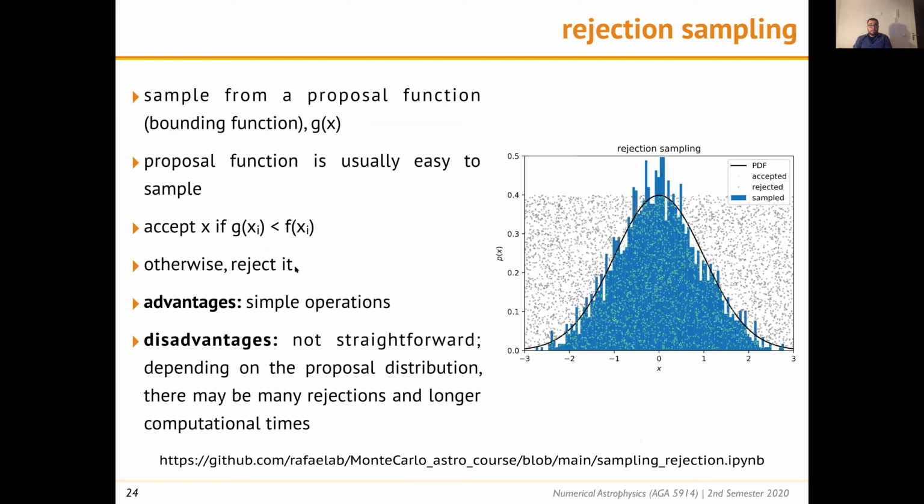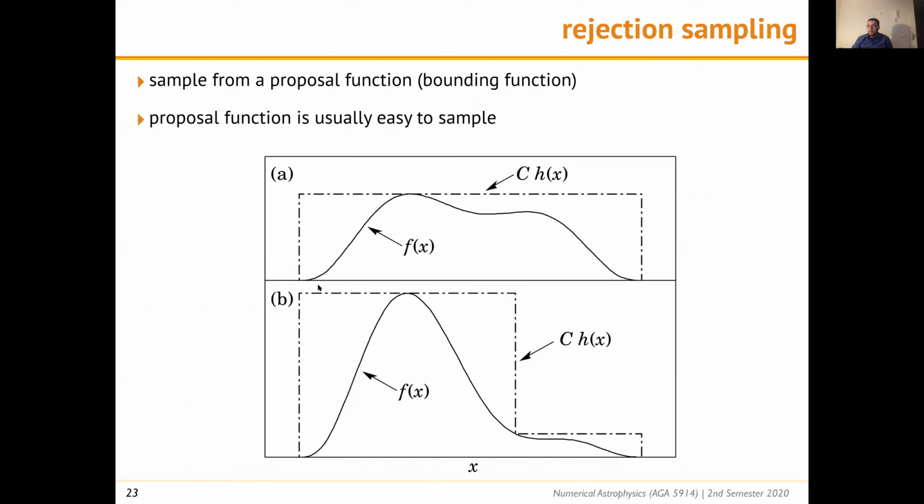This is a very easy to understand method. The operations are very simple, okay? But the disadvantage is that this method is not very straightforward depending on your proposal function. It's easy to imagine that if your function changes a lot, you have to make a very complicated proposal function, and then it becomes hard to sample from this proposal function because you have a very bumpy target distribution, and your bounding function is complex, and you don't want that. So this method is convenient when you have one bump, two bumps, or three bumps.